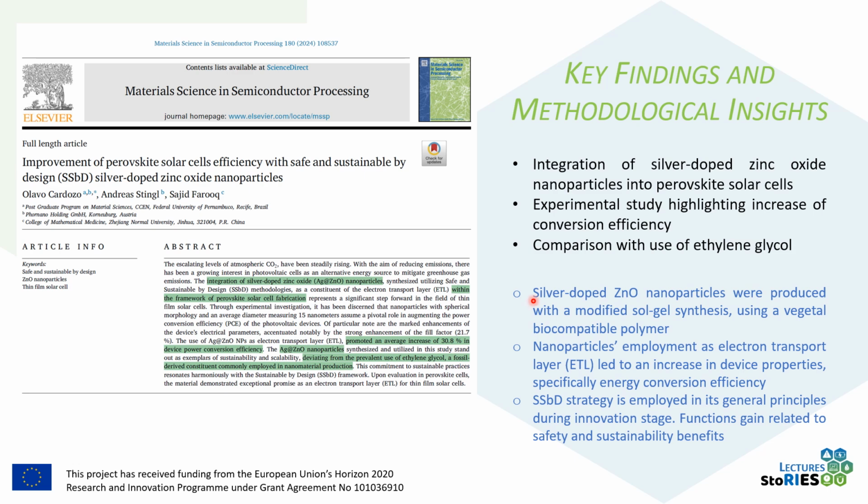To be more specific, they took some silver-doped zinc oxide nanoparticles that were produced with a modified solder synthesis, in which they used a vegetable biocompatible polymer. They used the nanoparticles as electron transport layer, and this led to an increase especially of the energy conversion efficiency, and they compared the material and the properties that they got with the conventional synthesis in which ethylene glycol is used.